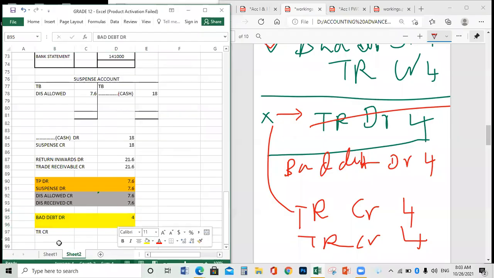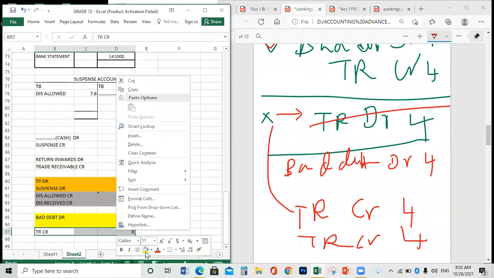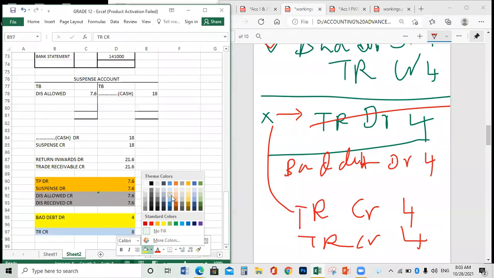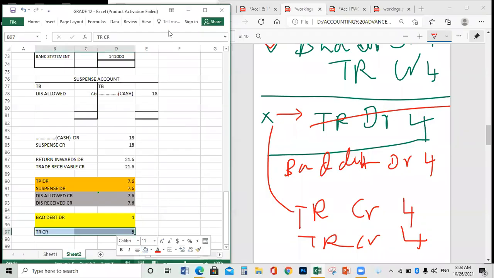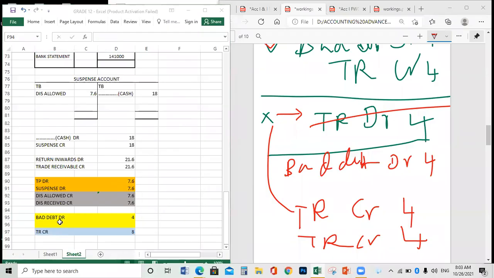Now, where does the difference go? Because you know debit and credit should be equal, but here it's not equal. Where will you record the difference? Suspense account. Go to your suspense account and debit the difference. Okay, we can say suspense debit 4,000. Okay, so now record your suspense account. What will you say? Trade receivable, so that is 4,000.